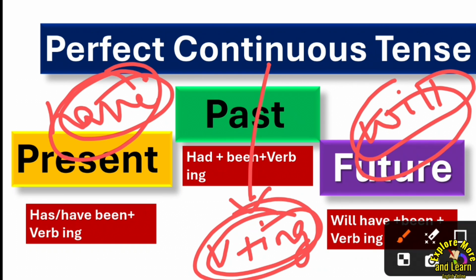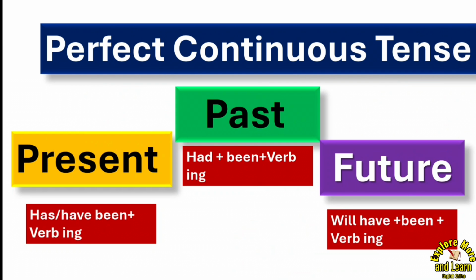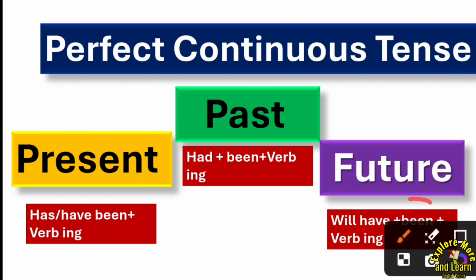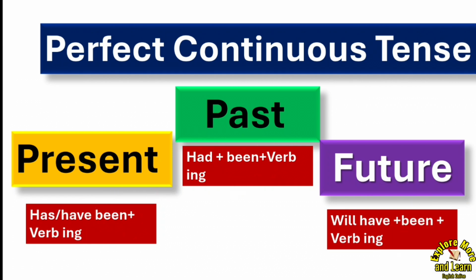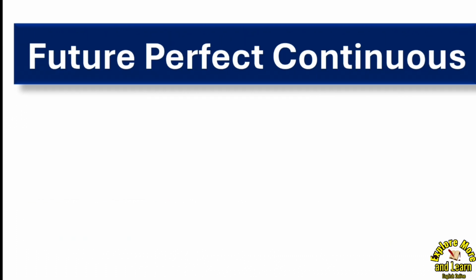So you will get the basic structure, that is will have plus been, then verb in ing form. So what is the new thing we are adding here? By name you have taken will, have, and ing form of verb, but you will add been here. This will be added in all kinds of form. What is that? Been. Rest of the things will remain the same. So will have plus been, then verb in ing form. Let's understand this rule in detail.